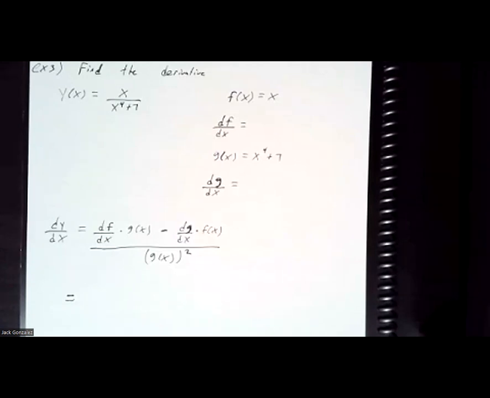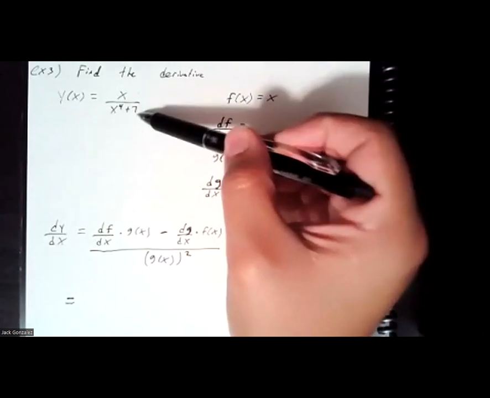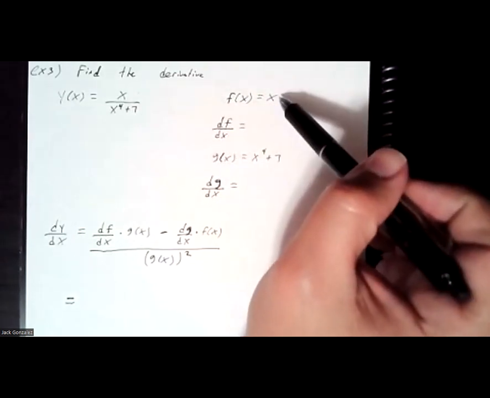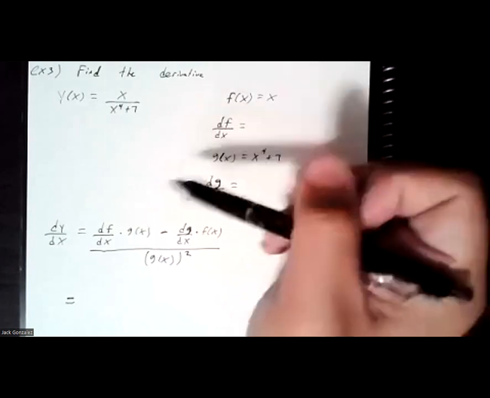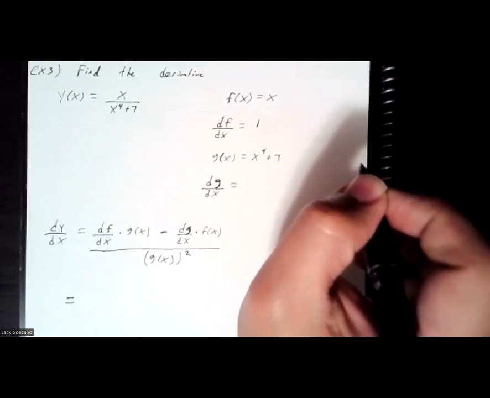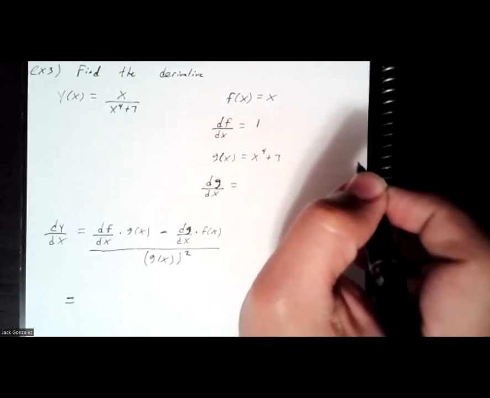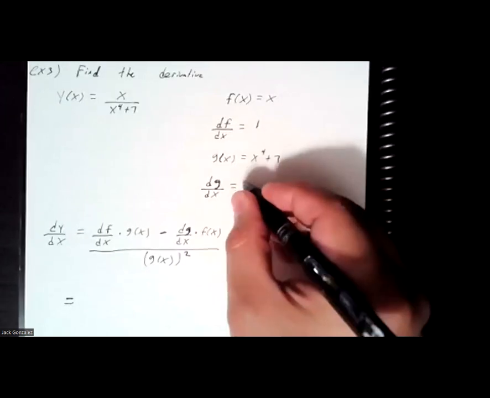Anyway, all right. So here is the quotient rule. The numerator is f, the denominator is g. The derivative of f is just going to be 1, right? And what is the derivative of g? It's going to be 4x cubed, and that's it. Just plug it into the formula right here.